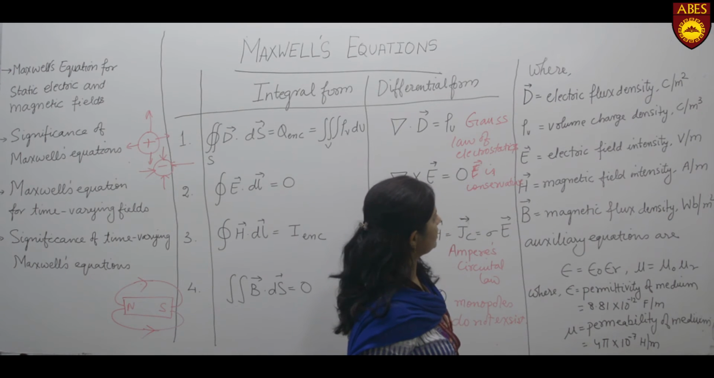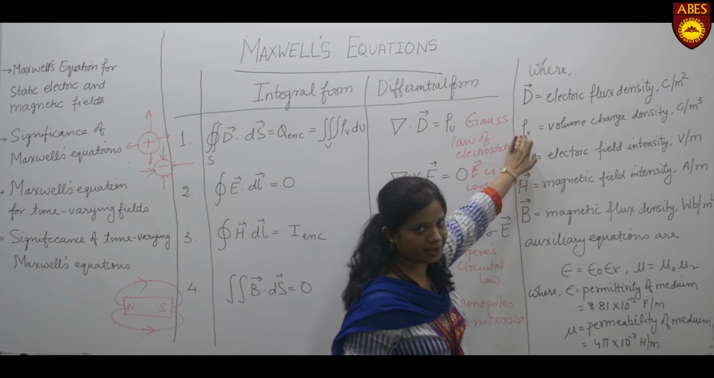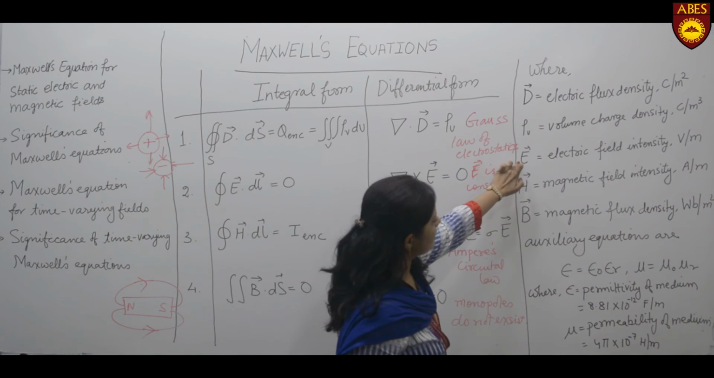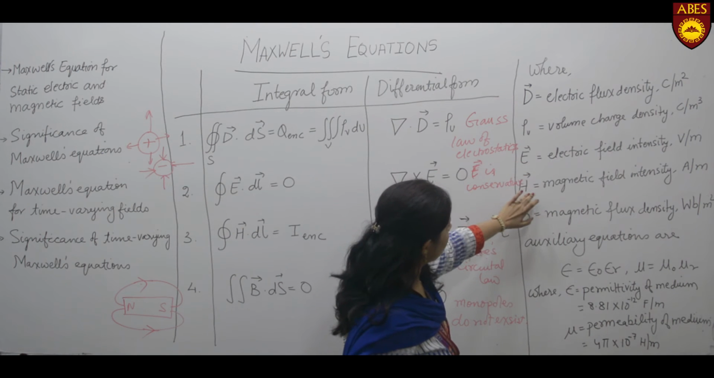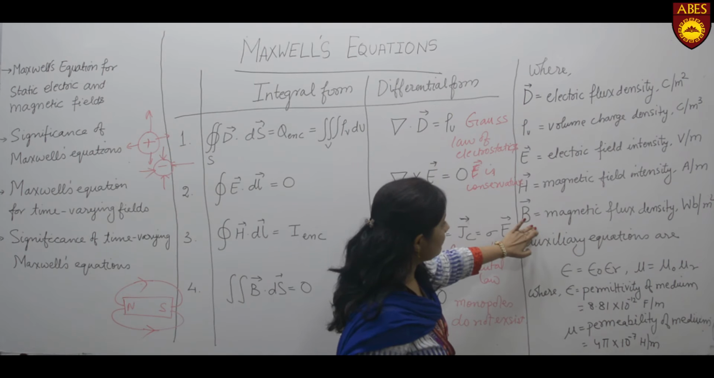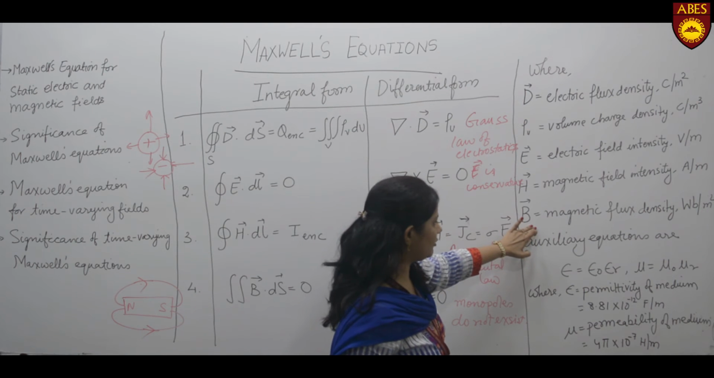Unit will be coulombs per square meter. Rho V is the volume charge density, that is coulombs per cubic meter. E is the electric field intensity, volts per meter. H is the magnetic field intensity, which is amperes per meter. B is the magnetic flux density, unit will be Webers per square meter.